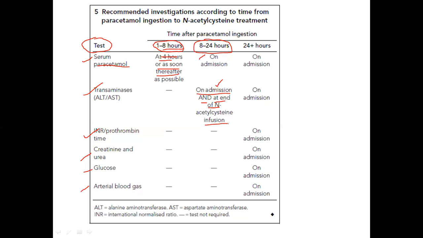Means once the N-acetyl cysteine infusion finishes. How many hours will it take for N-acetyl cysteine to finish? How many hours do you give the infusion? 20 hours. Am I right? First infusion around 15 minutes or 60 minutes. Second stage 4 hours. Third stage 16 hours. Okay. No need to do any other test.